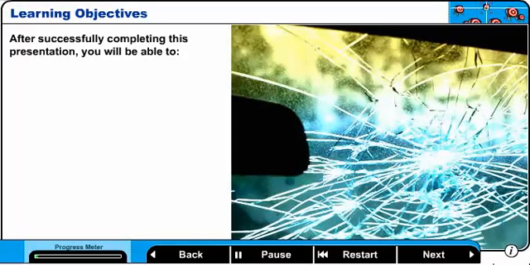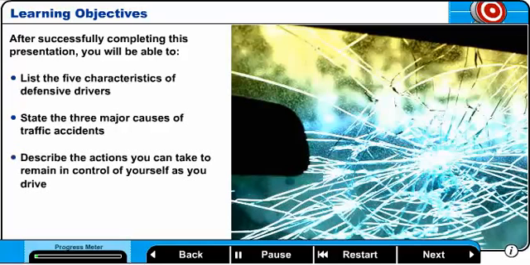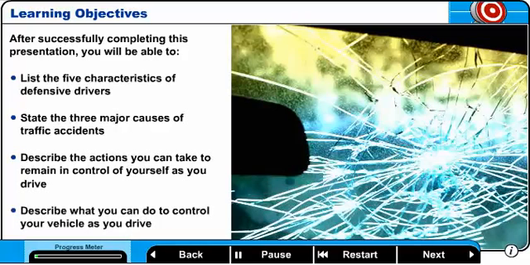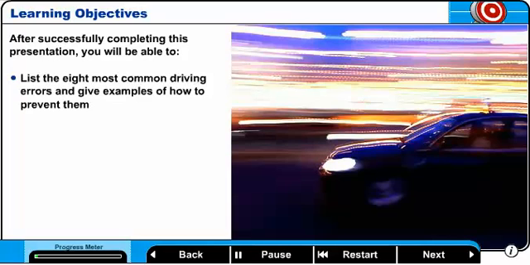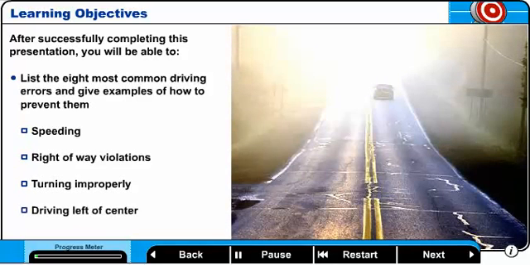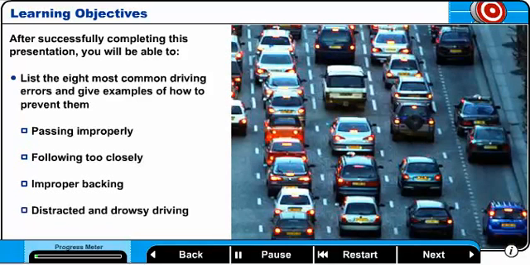After successfully completing this presentation, you will be able to list the 5 characteristics of defensive drivers, state the 3 major causes of traffic accidents, describe the actions you can take to remain in control of yourself as you drive, describe what you can do to control your vehicle as you drive, list the 8 most common driving errors and give examples of how to prevent them: speeding, right-of-way violations, turning improperly, driving left of center, passing improperly, following too closely, improper backing, and distracted and drowsy driving.